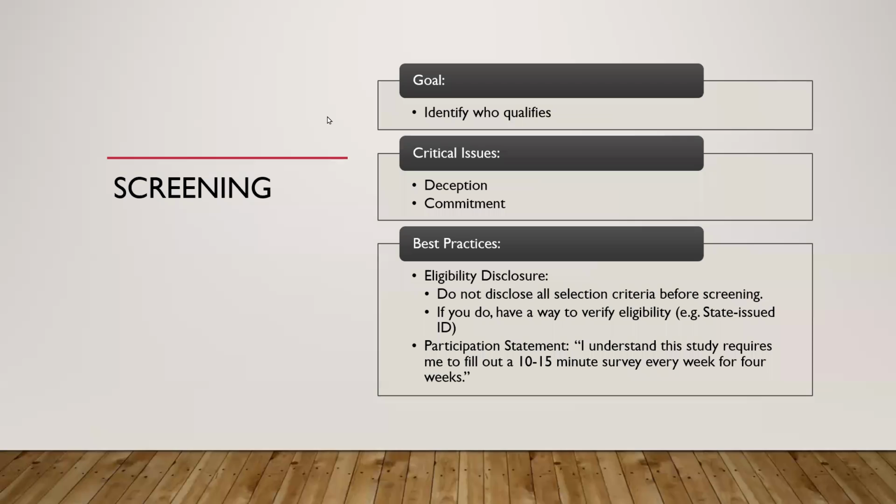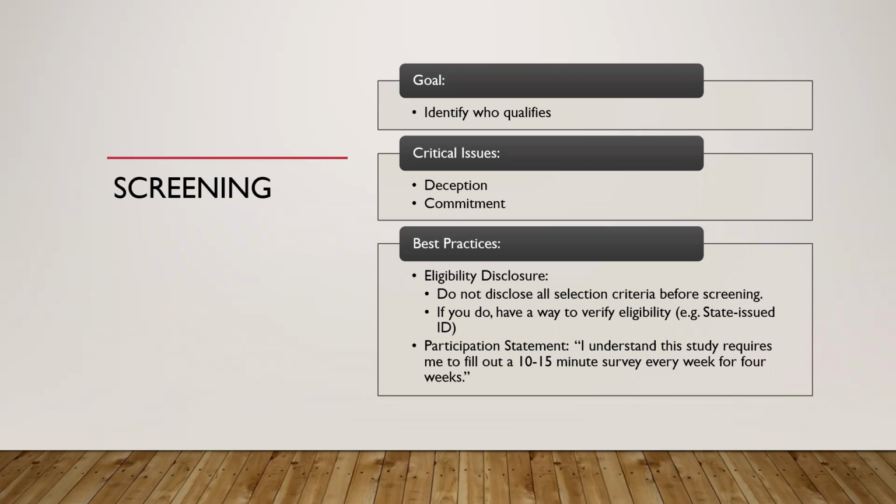All right, so screening. The goal here is identifying who qualifies, and the big issue here is mostly around deception. If you say I'm going to pay $50 for Hispanic men under 25, you're going to get a lot of people who pretend to be Hispanic men under 25 to make that money. So that's one critical issue. The other one is commitment. You can get somebody to show up in the door, but they're not the kinds of people who are going to come back once a month for something.